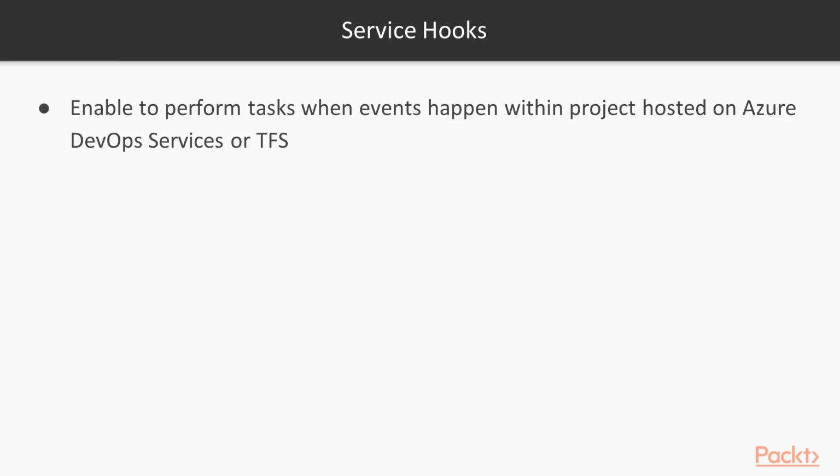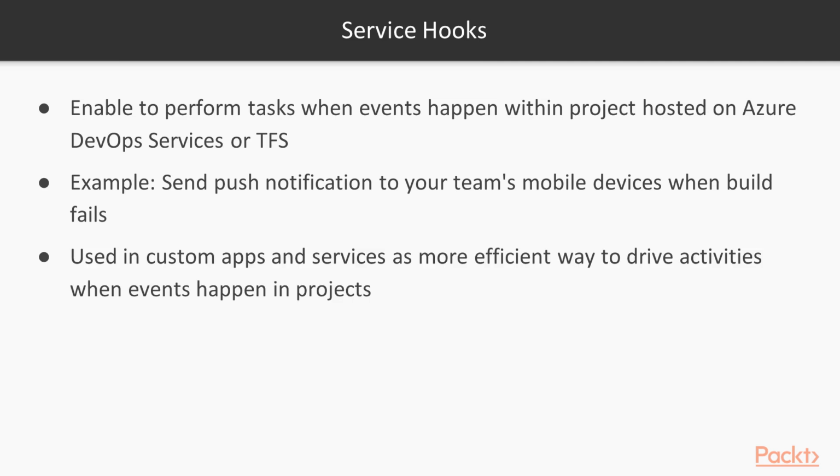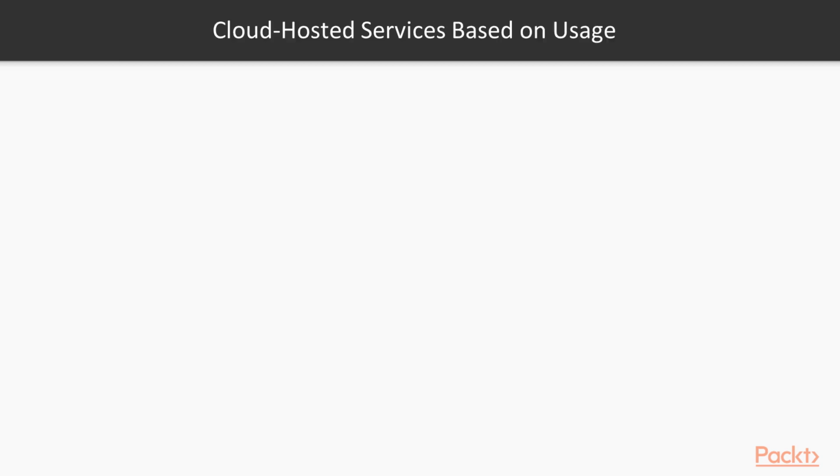Service hooks enable you to perform tasks on other services when events happen within your project hosted on Azure DevOps Services or TFS. For example, you can send a push notification to your team's mobile services when a build fails. Service hooks can also be used in custom apps and services as a more efficient way to drive activities when events happen in your projects.